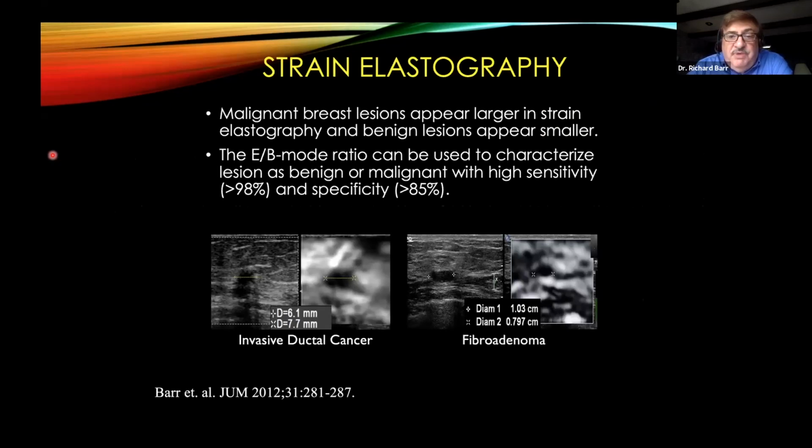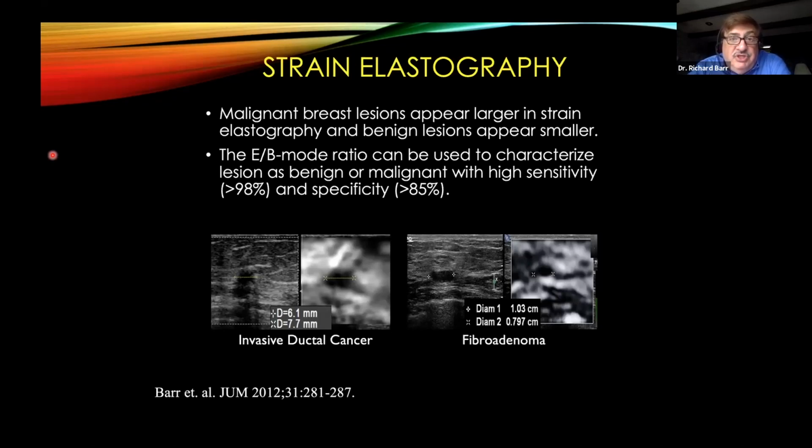Malignant breast lesions appear larger in strain elastography, and benign lesions appear smaller. No one has been able to explain to me why this happens, but it happens, and it is a very sensitive and specific method of characterizing breast lesions. So we use the elastography to B-mode distance ratio when we characterize these.